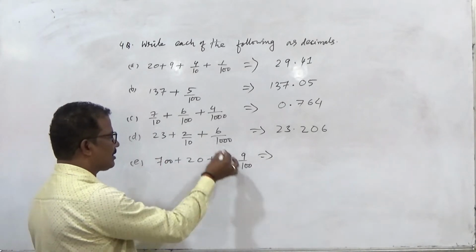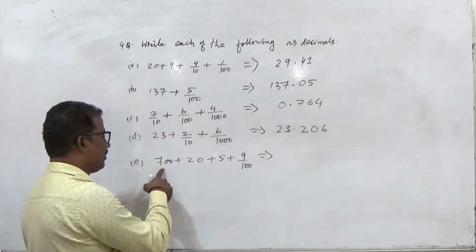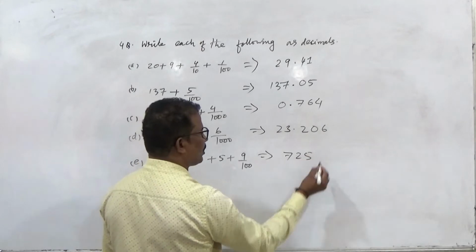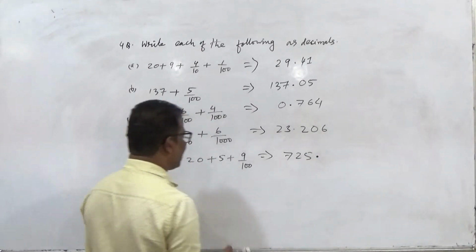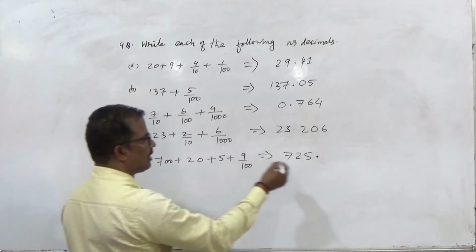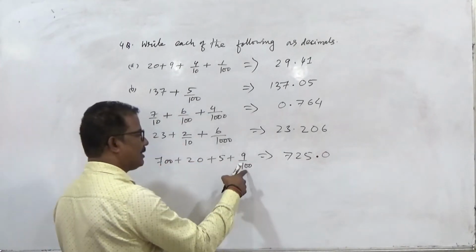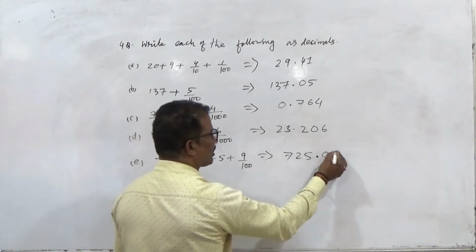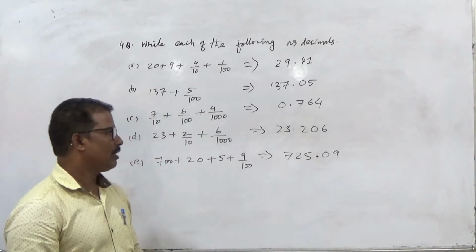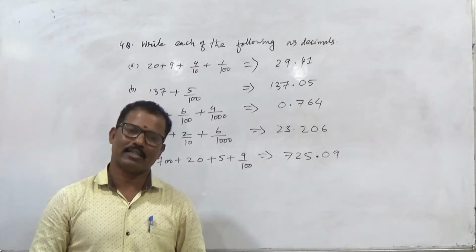Similarly, for the last question, E, 700 plus 20 plus 5. These three places make up the whole part, that is 700 plus 20 plus 5 together, we can say 725. Then the decimal place starts. In the decimal part, the first place is tenths. Nothing is there in the tenths place, so we write 0. And in hundredths, 9 is there, so we write 9. So the decimal number for this is 725.09. Understand all of you?